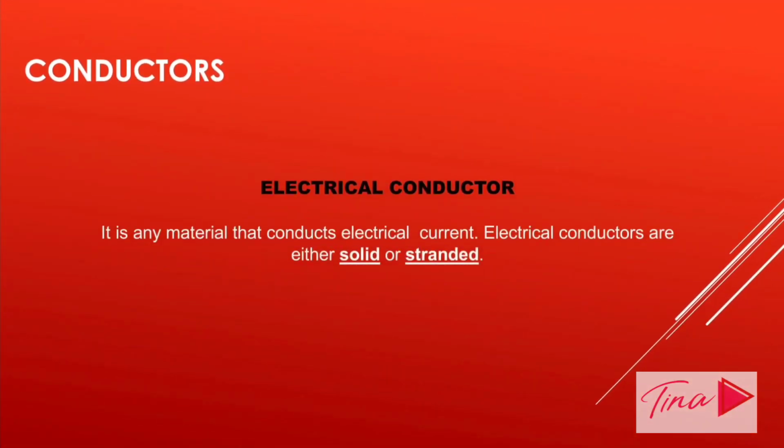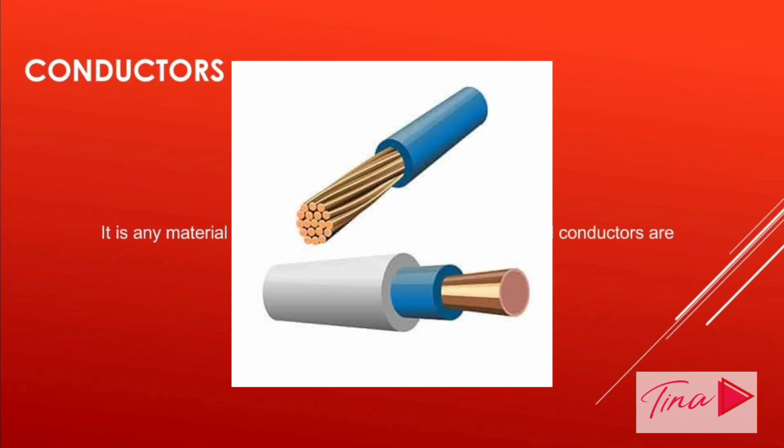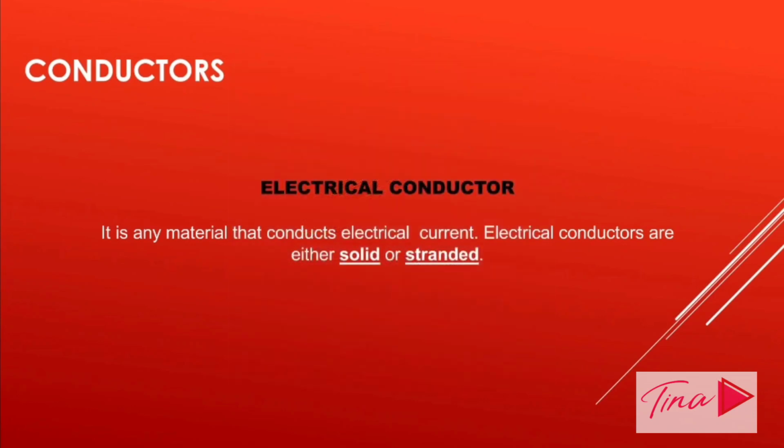First is the electrical conductor. It is any material that conducts electrical current. Electrical conductors are either solid or stranded. Solid conductors are a single solid length of conductor called a wire. Stranded conductors consist of smaller wire strands. Conductors may be insulated or bare.